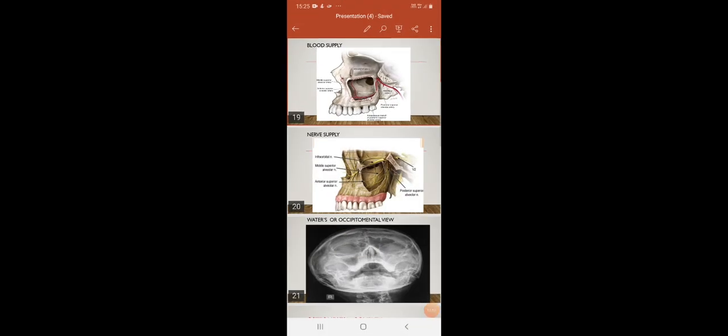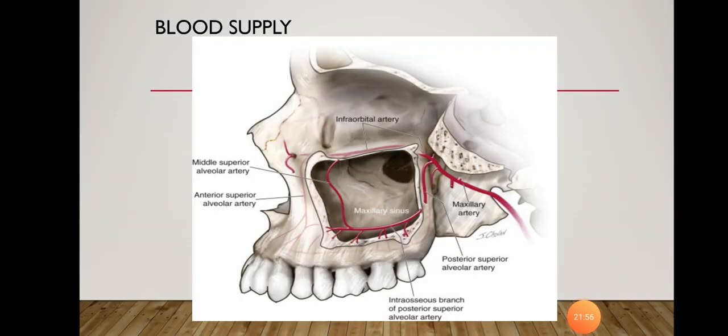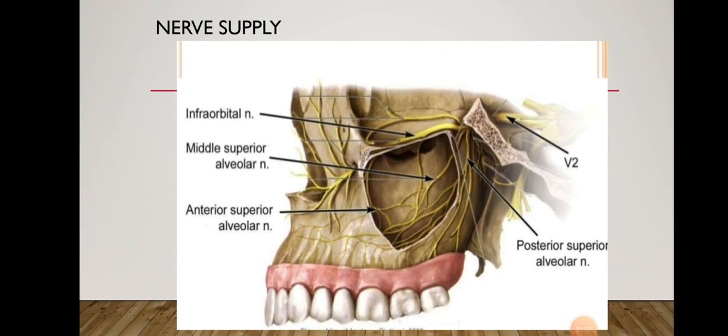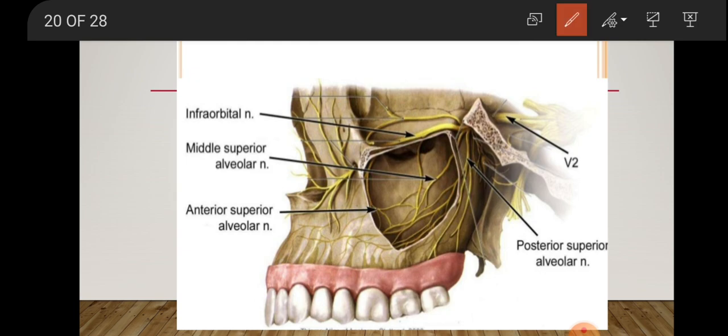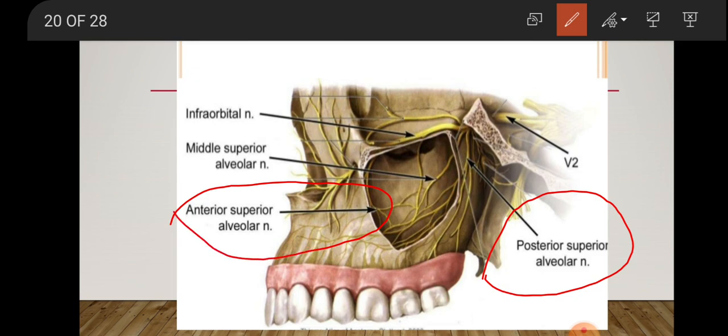So coming to the nerve supply. The nerve supply of this maxillary air sinus is by the infraorbital nerve, which is related to the roof of the maxillary air sinus, and the posterior wall is innervated by the posterior superior alveolar nerve, and the anterior wall by the anterior superior alveolar and middle superior alveolar nerves.